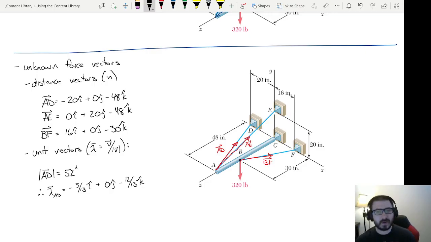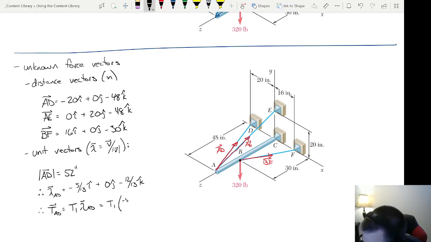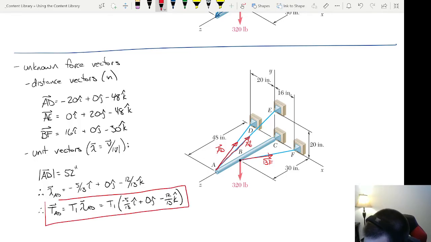And then we can go ahead and multiply that by the magnitude. So we can say that therefore TAD is T1 times lambda AD, which is T1 times all of this. All right, so there is one of our force vectors solved out. Makes our life a little easier.